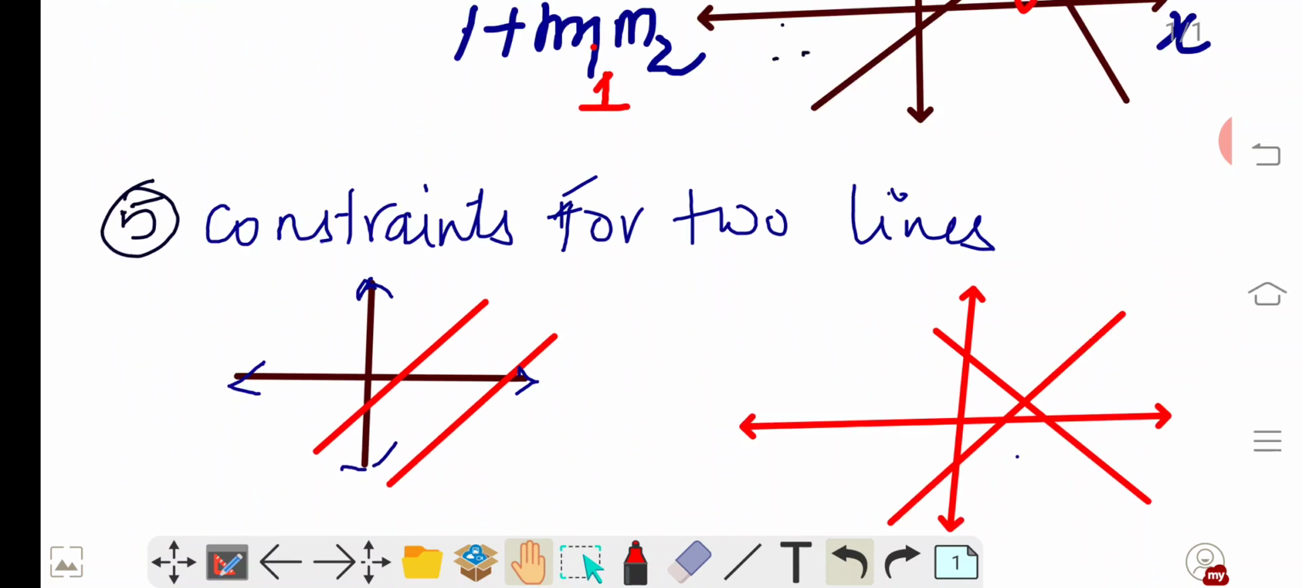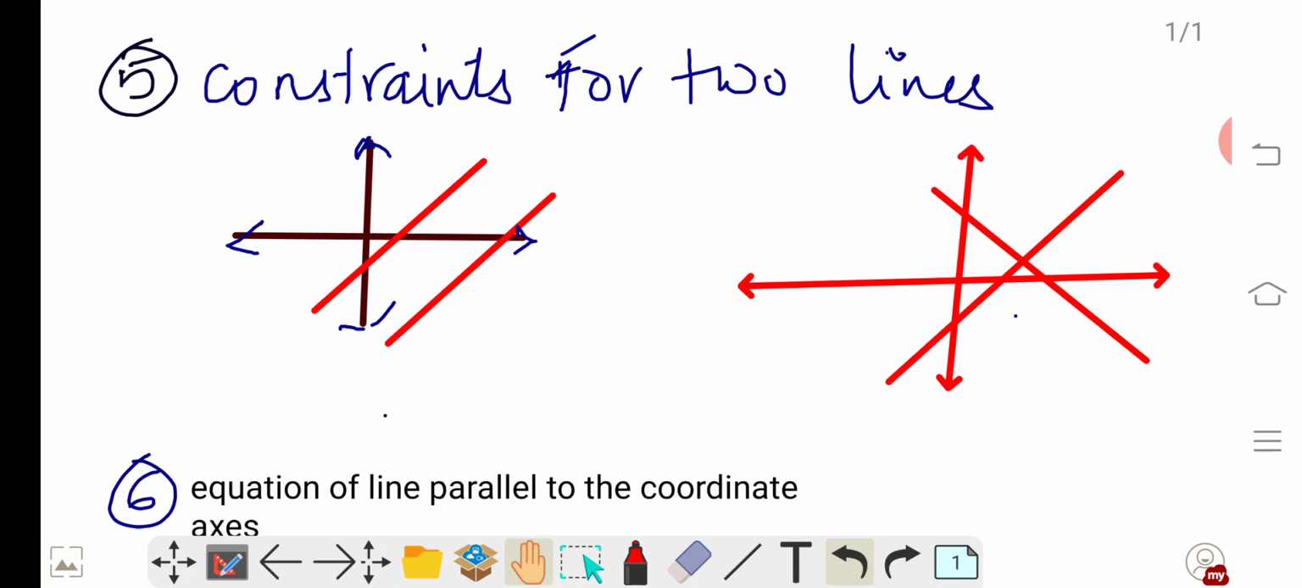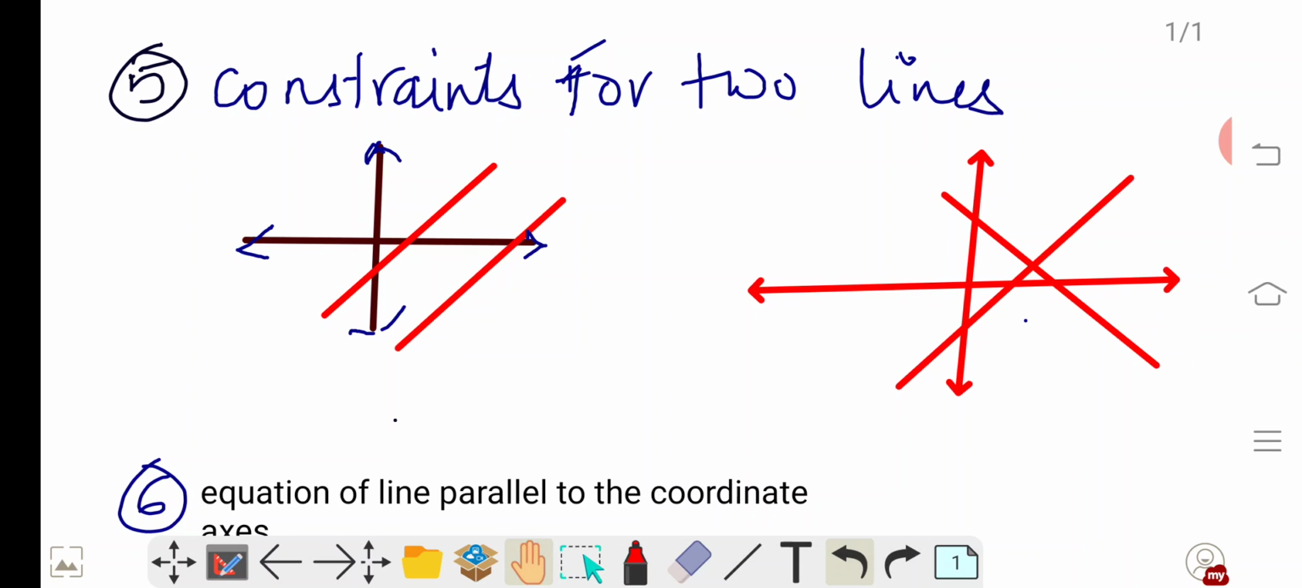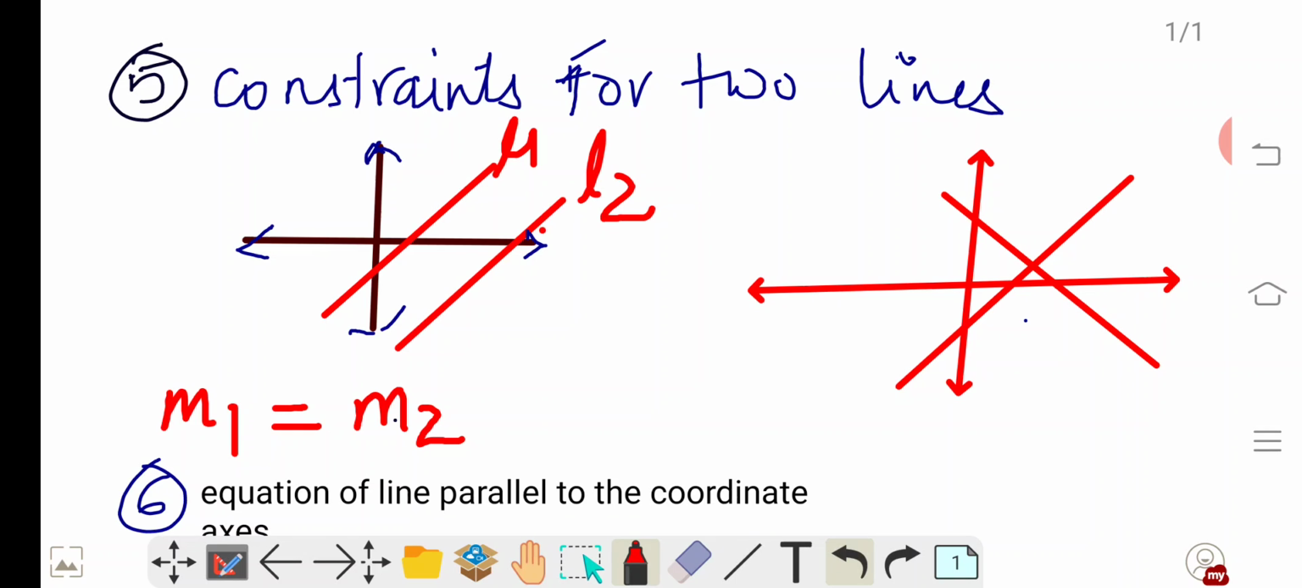Now the fifth point is the condition for two lines. The meaning of this is, if two lines are parallel to each other, what will the condition be? Suppose this is line 1 and this is line 2, and these two lines are parallel to each other. Then the condition will be that the slope of line 1 is equal to the slope of line 2.